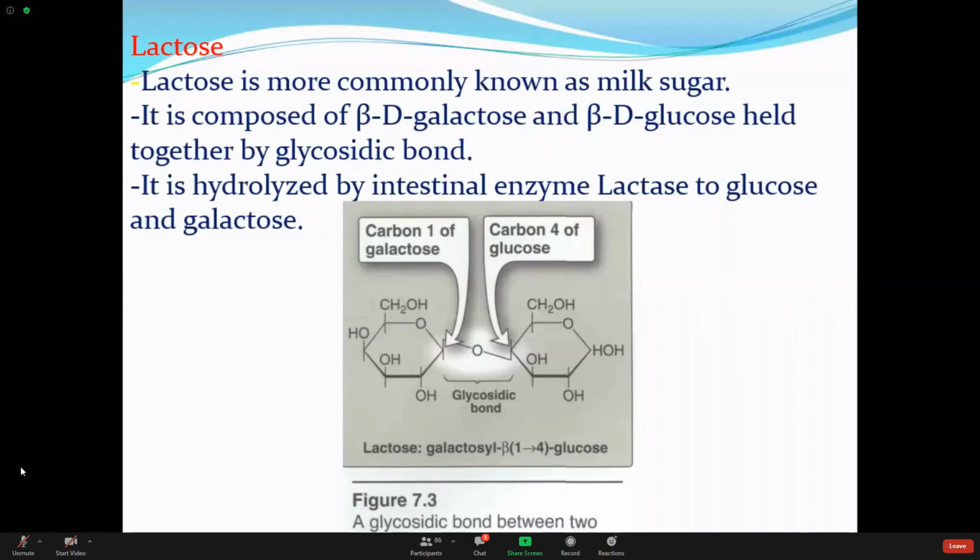What is the meaning of glycosidic bond? It's a bond that joins two units of sugar, two monosaccharides, together by this glycosidic linkage. Not only two: suppose other monosaccharides are here, then they will also be joined, so 3, 4, 5, 6. In this way, you get big molecules of carbohydrates.